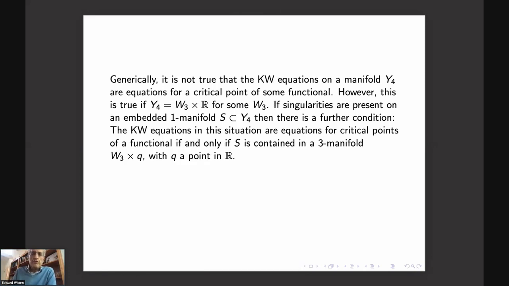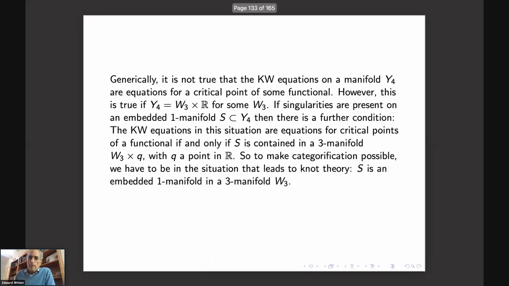And if singularities are present on an embedded 1 manifold S, there's a further condition. The KW equations are equations for critical points if and only if S is contained in a 3 manifold W3 times Q, with Q a point in R. So now we're back in this situation where knottedness does make sense, because the knot will have to be in a 3 manifold. So to make categorification possible, we have to be in this situation that leads to knot theory: S is an embedded 1 manifold in a 3 manifold W3.